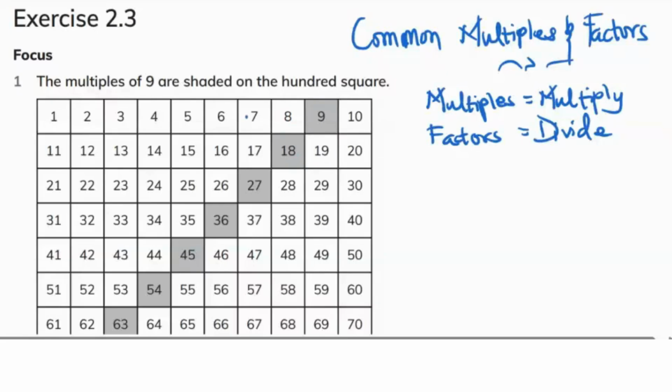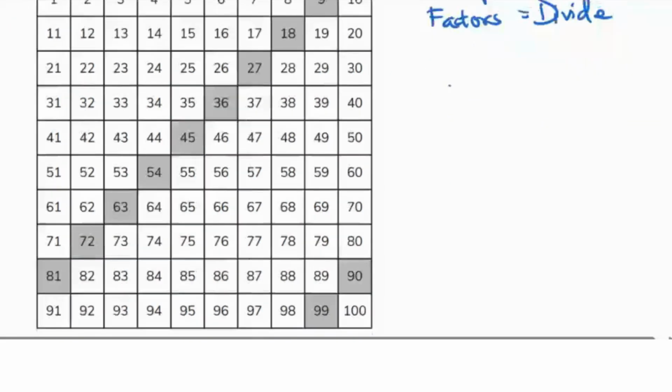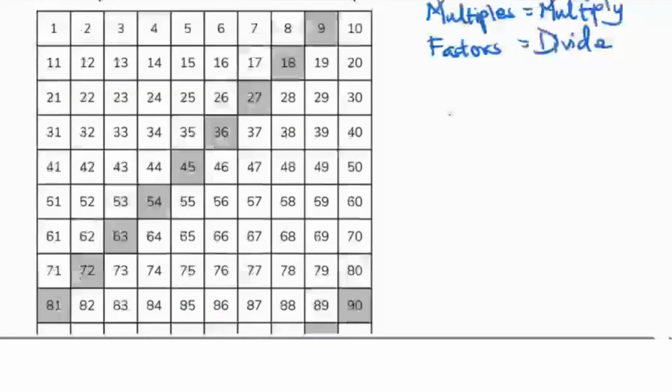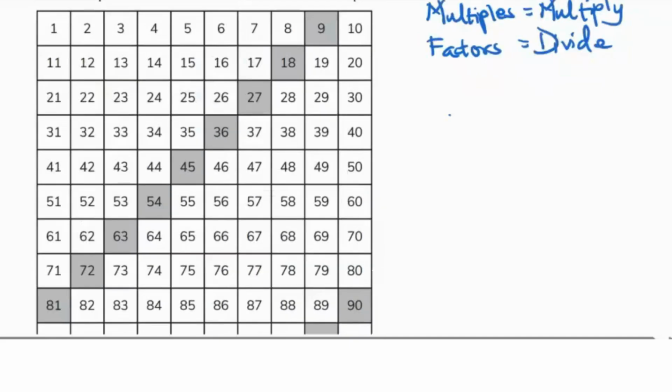So question 1 says that multiples of 9 are shaded on the 100 square. So we see all the multiples of 9 shaded from 1 to 100 in this particular square. And then the next thing, A, is draw a ring around the multiples of 5. Now we have to draw a ring around the multiples of 5.